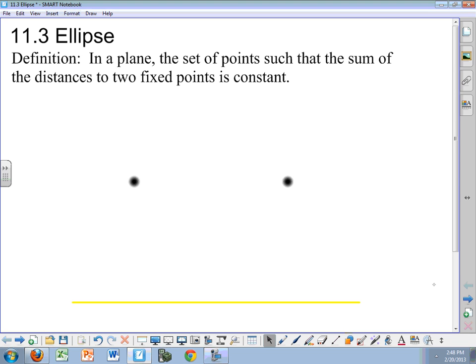Welcome back to the Algebra 2 series. Today we're looking at the ellipse, and this is the third of our four conic sections. We've seen the circle, and we've seen the parabola, and now we move on to the third one, the ellipse.